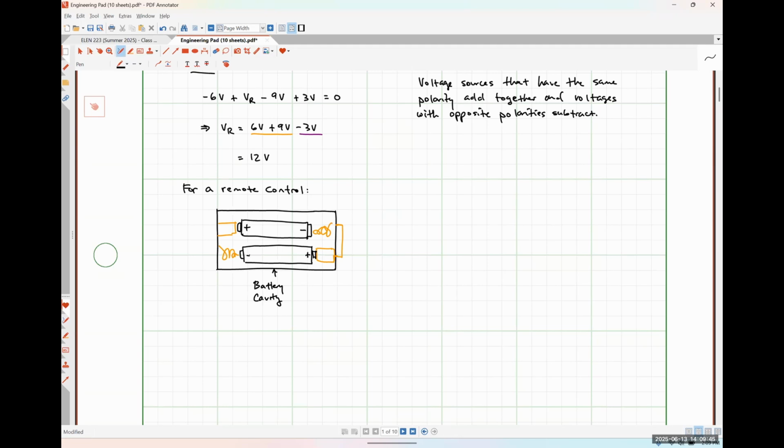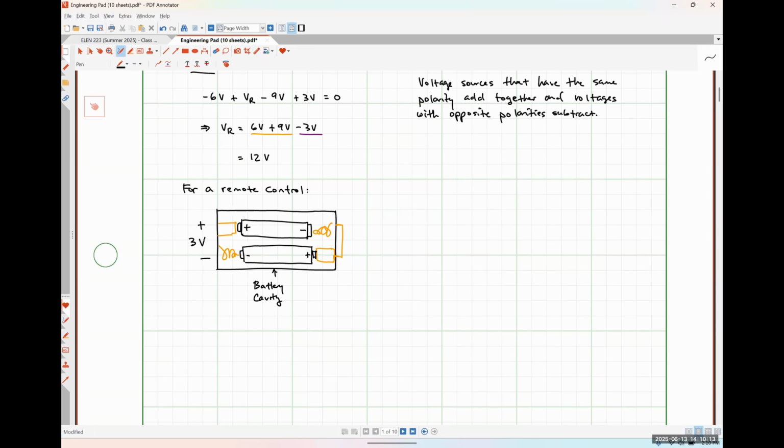But if you accidentally put one of those batteries in backwards, let me just put here plus and minus 3 volts. So if you put one of those batteries in backwards, you wound up having plus 1.5 volts minus 1.5 volts. So you wound up getting a sum total of 0 volts actually being applied across the electronics inside of your remote control.